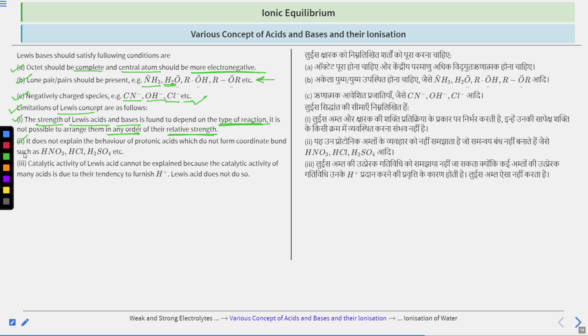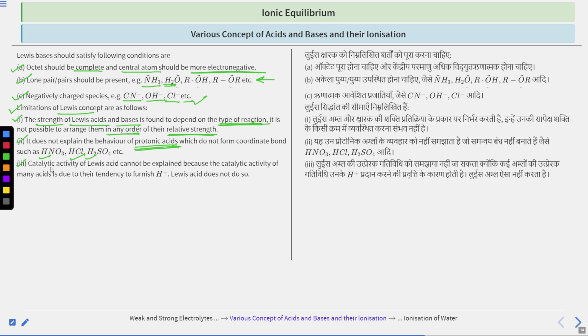And second limitation, it does not explain the behavior of protonic acids which do not form coordinate bonds, such as HNO3, HCl, H2SO4. Right? So they donate H positive and do a reaction, but the Lewis concept did not explain the behavior of these types of protonic acids.